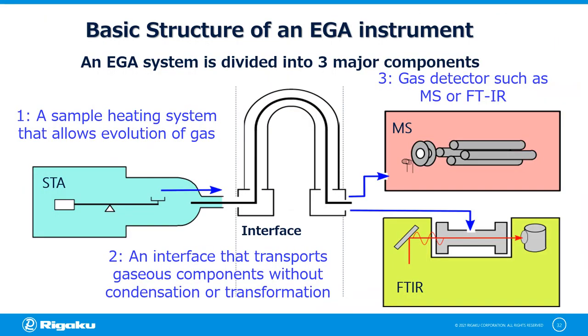An EGA system is divided into three major components. First, the sample is heated in STA for gases to evolve. Then the interface transports the evolved gases without condensation. And finally, the MS or FTIR detects the gases qualitatively.